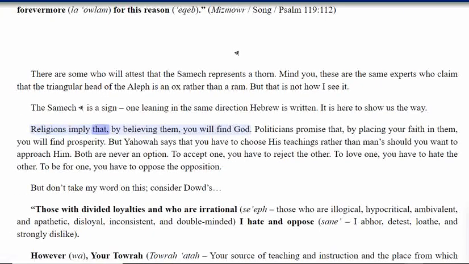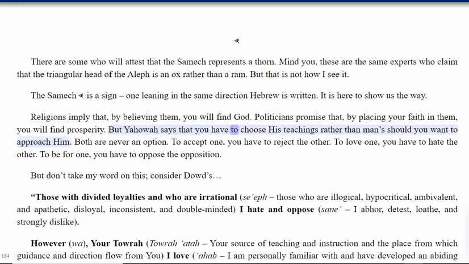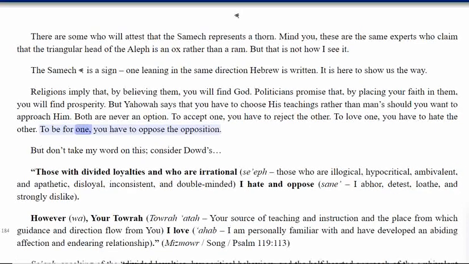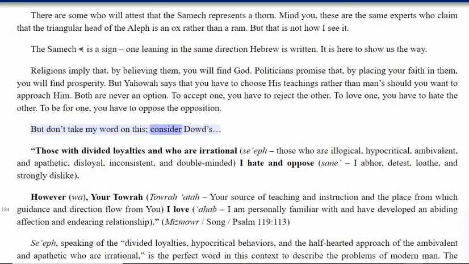Religions imply that, by believing them, you will find God. Politicians promise that, by placing your faith in them, you will find prosperity. But Yahowah says that you have to choose his teachings rather than man's should you want to approach him. Both are never an option. To accept one, you have to reject the other. To love one, you have to hate the other. To be for one, you have to oppose the opposition. But don't take my word on this, consider Dowd's.